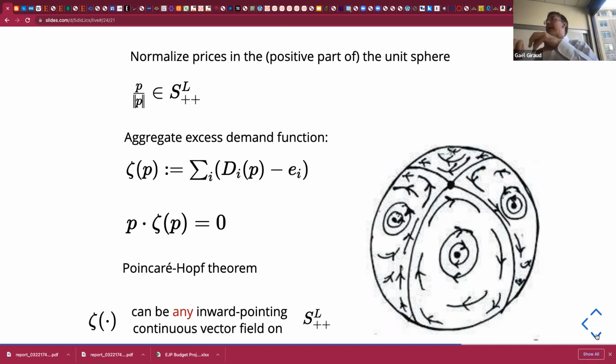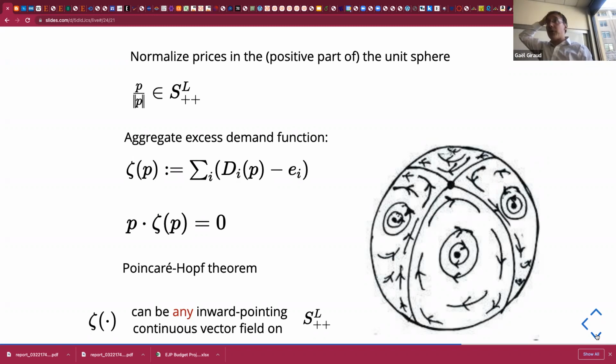So in order to prove what I just said, the Sonnenschein-Mantel-Debreu theorem, you need to involve some hard differential topology. Just for the students, this has something to do with the very well-known Poincaré-Hopf theorem. I don't know how you call it in English. Since the positive part of the unit sphere can be contracted into one point, thanks to some homotopy, then you are sure that the vector field must have a zero.